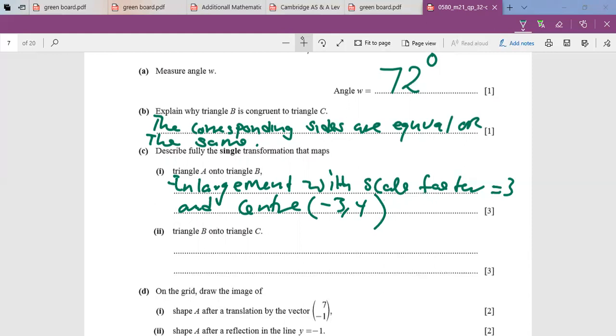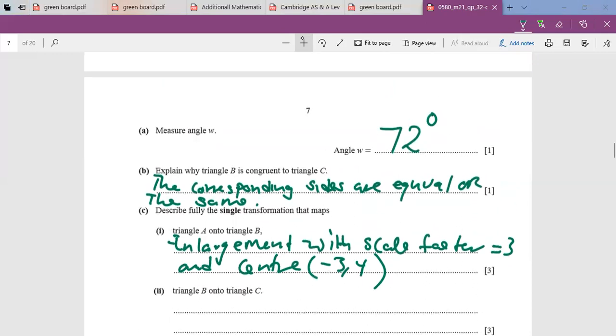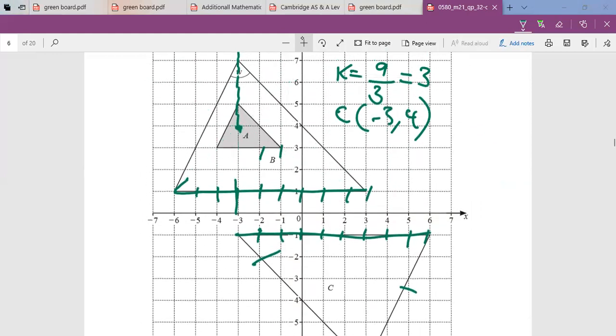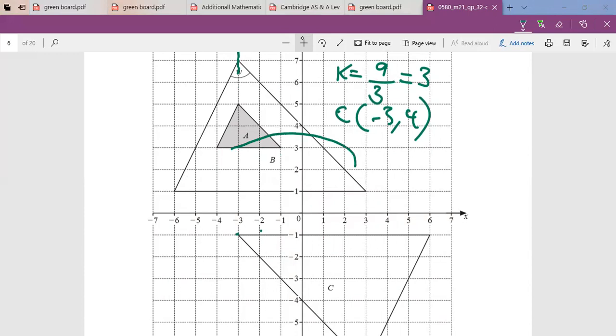Then also describe fully the simple transformation that maps triangle B onto C. So B onto C, you can see clearly that this C is a rotation of B. But look at the quadrant where it is. It has moved from the second quadrant, has gone into the first quadrant, as well as the fourth quadrant, if you are moving in a clockwise direction. Say it has moved from there to here, then from this point to that point, meaning that it is a rotation at an angle of 180 degrees.